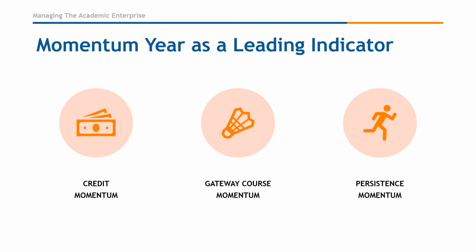The third category is persistence momentum and measures the rate at which students are retained from the first to the second term. Consistently tracking these metrics can inform institutions about which students are making timely progress toward degree completion and which students need support. Momentum year can also inform enhancements in course scheduling, academic advising, and other areas of the institution. Such actions immediately serve the cohort under review.